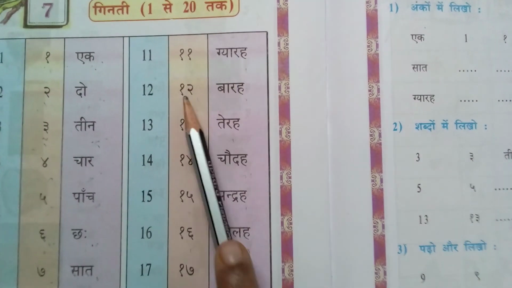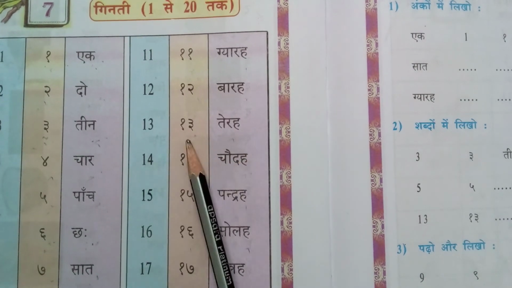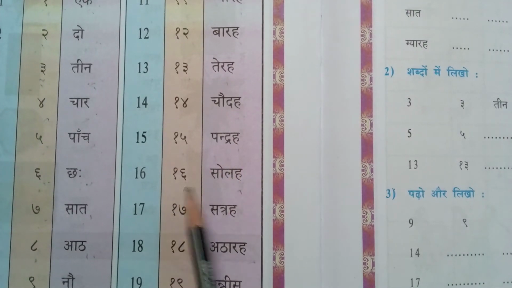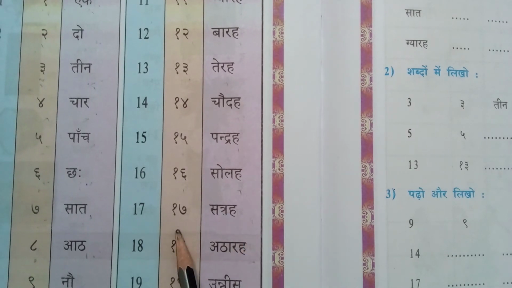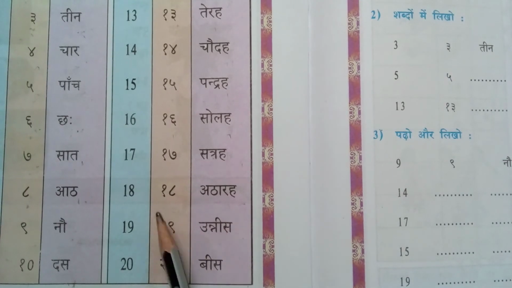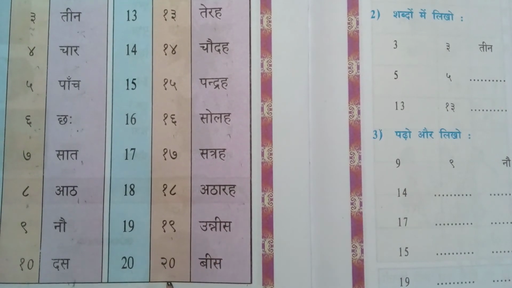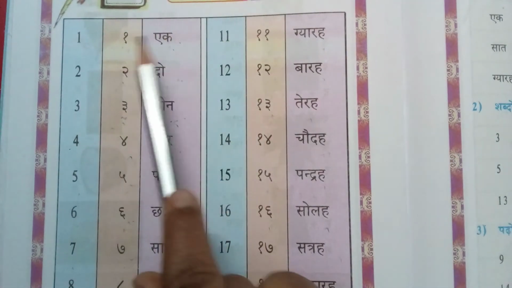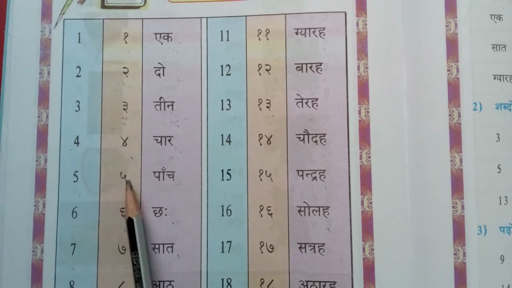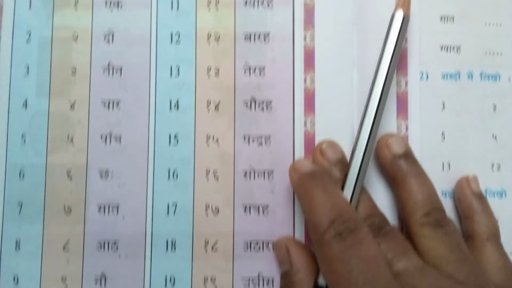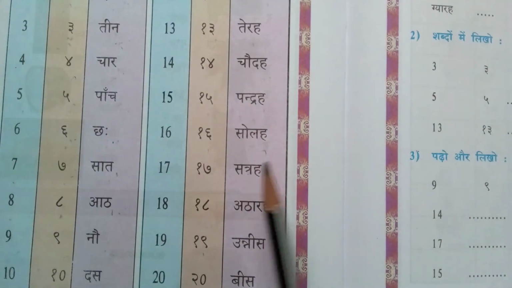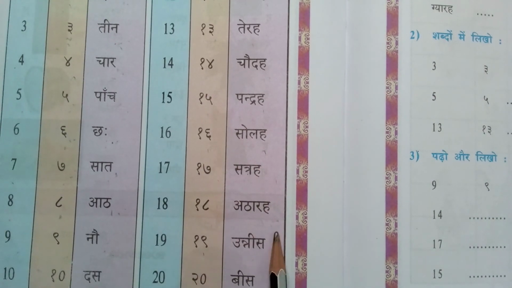11, 11, 12, 12, 13, 13, 14, 14, 15, 15, 16, 16, 17, 17, 18, 18, 19, 19, 20, 20. देखो एक बार हम तो 1 से 20 तक पढ़ लेंगे, ठीक है. 1, 2, 3, 4, 5, 6, 7, 8, 9, 10, 11, 12, 13, 14, 15, 16, 17, 18, 19, 20.